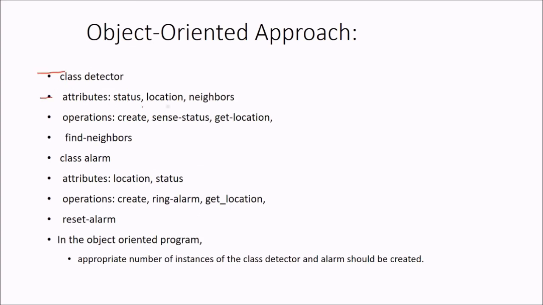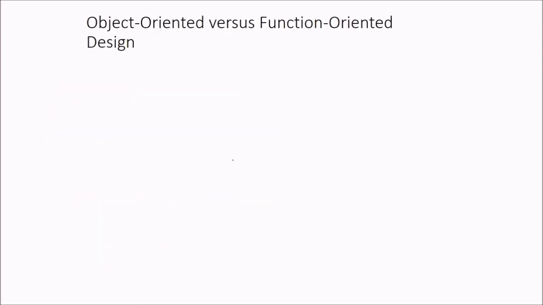While in the object-oriented approach, we have a class detector. We have attributes like status, location, and neighbors. We have operations like functions to create, sense status, get location, and find neighbors. The first class is detector. The second class is alarm. Its attributes, the fields, would be location and status. The functions, the operations as we call them, can be create, ring alarm, get location, and reset alarm. So in the object-oriented approach, in a program, an appropriate number of instances of the classes detector and alarm should be created.